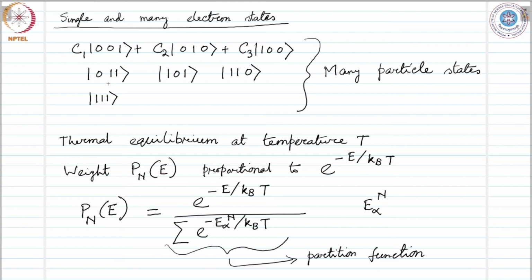So, here you have seen that for a 3 particle system you can have many different ways of constructing the state. For an n particle system you will have many more ways of constructing the state, and out of those ways this is the alpha-th state that we are talking about, and this alpha-th state contains n particles. So, this is the energy of that state. This is the partition function. When we divide this quantity by the partition function, we get the probability.